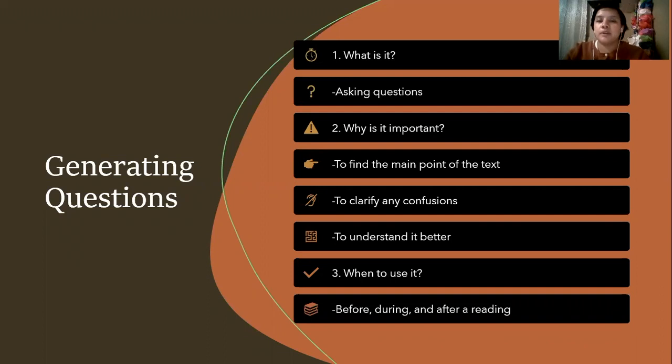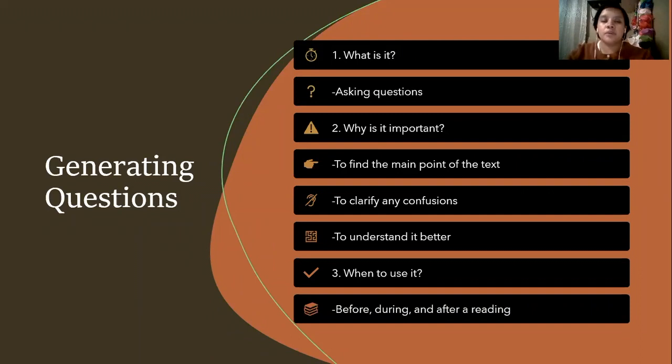Why is it important? This reading strategy is important because it can help you find the main point of the text, or the main idea of the text. It is also important because it can clarify any confusions you might have of the reading, and it helps you understand the text better. Another reason why it's important is that using this reading strategy can help you with a future quiz or test about reading, which is very, very helpful.